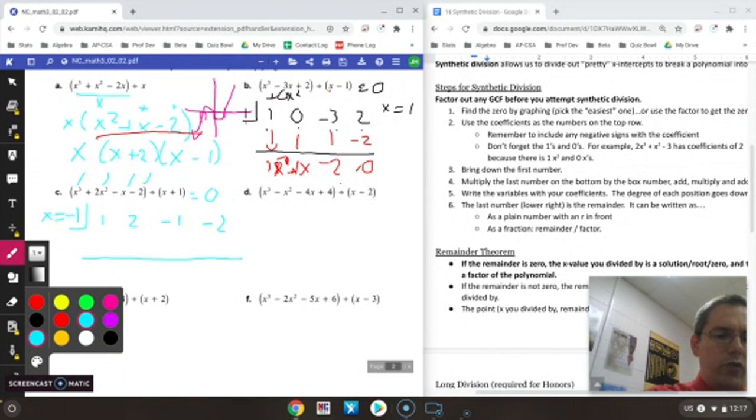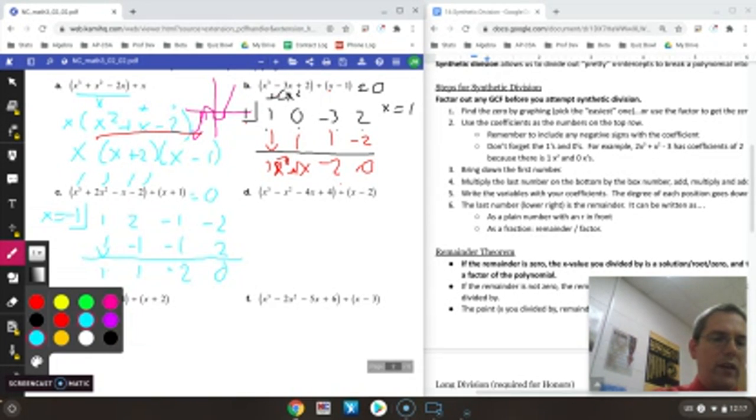Now I'm going to try my process, which is to bring down my first one because there was nothing to add it to anyway. Then I'm going to multiply. 1 times -1 is -1. Add these up is 0... add these up is 1. Multiply again is -1. Add up is -2. Multiply again is 2. Add up is 0. And that gives you the idea: 1x squared plus 1x minus 2 all the way across. You might want to pause your video, and then we'll try D.